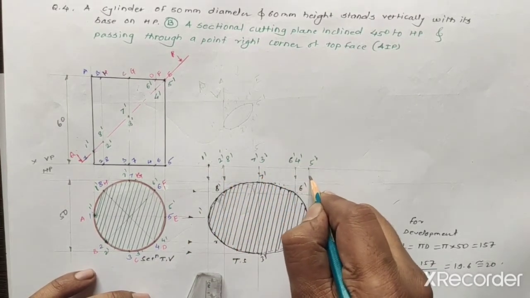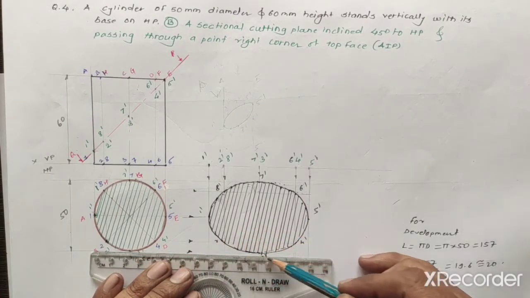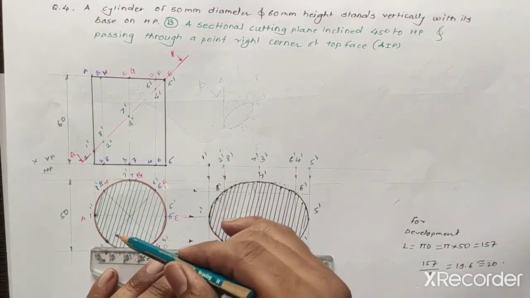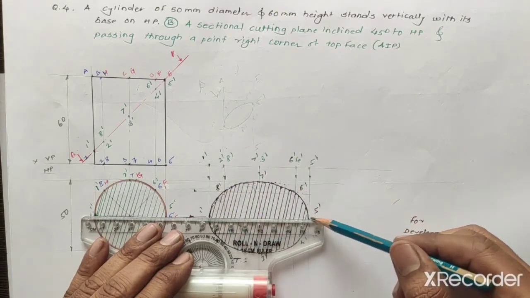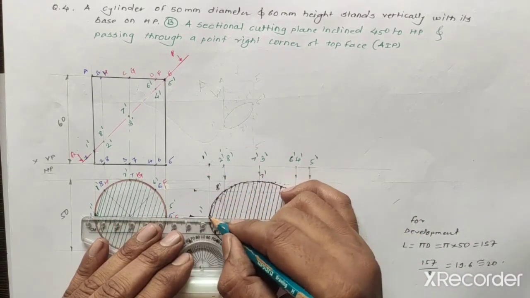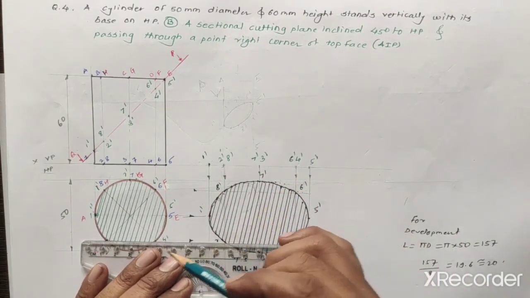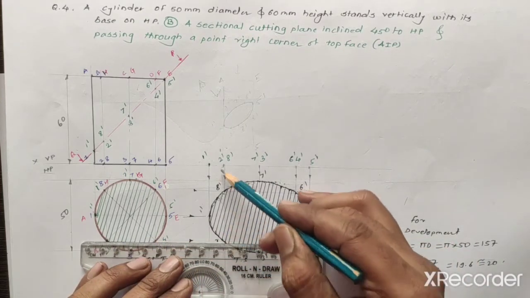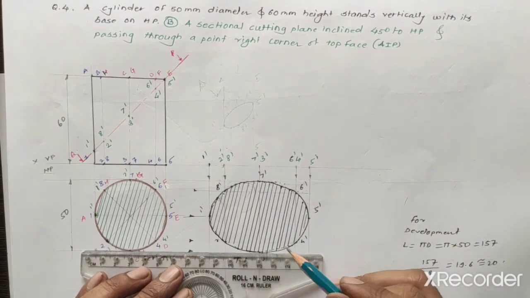Then for the true shape, take the reference from the sectional top view, from 1 and 5. For 1 and 5, draw the horizontal faint projection line. At the crossing point we get 1 dash here, and 5 dash here. In a similar way, for the next points, 2 and 4, draw the faint projection line. 2 dash is present at this point, 4 dash at this point.